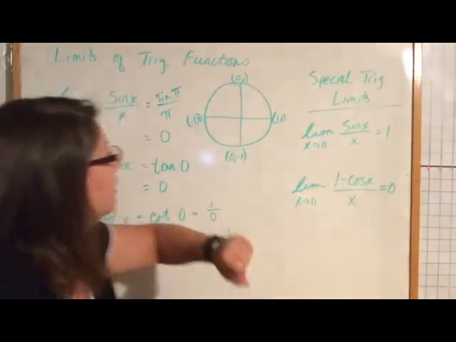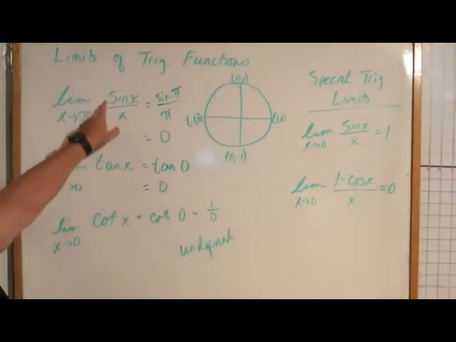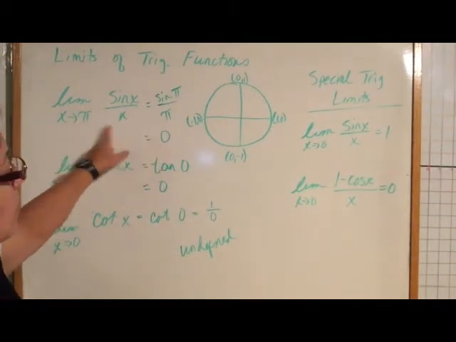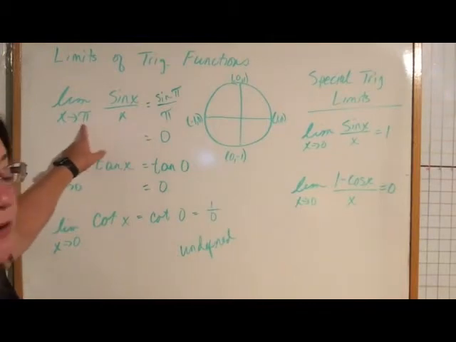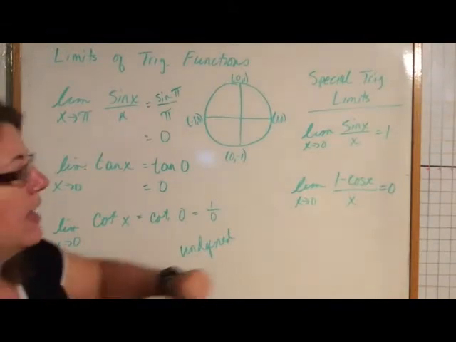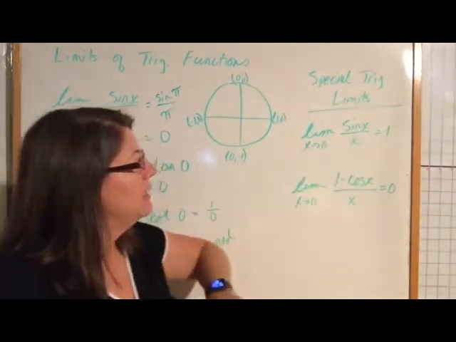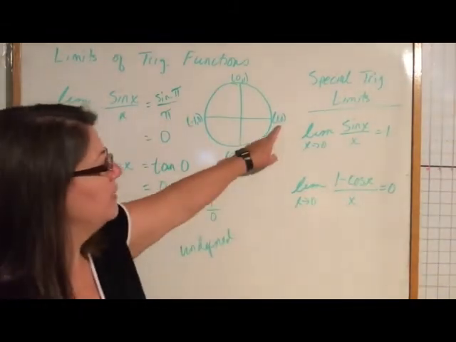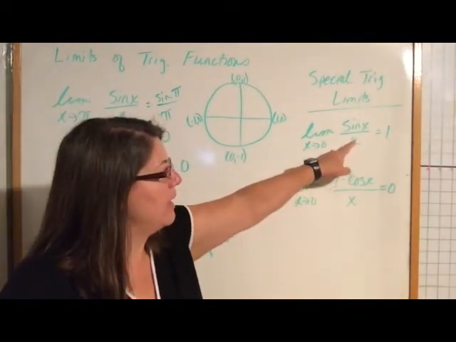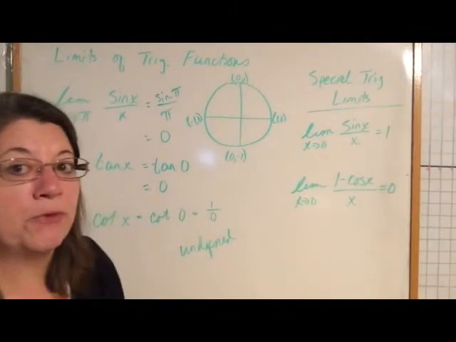Now notice over here, we had sine x over x, but x was not approaching 0, it was approaching pi. So that's the difference here. That's why this one wasn't 1. We weren't approaching 0. So it only works if you're approaching 0. Now if you think about that, if you put 0 in, well, sine of 0 is 0, and if we plug 0 in here, we have 0 over 0. So it is an indeterminate form.